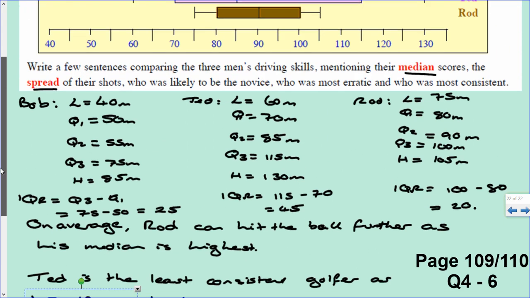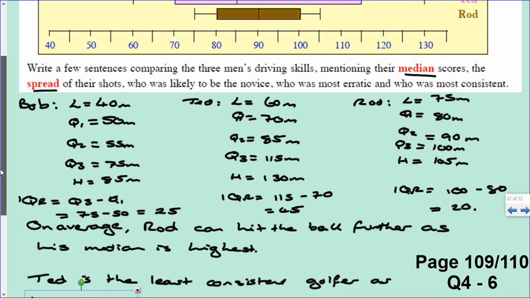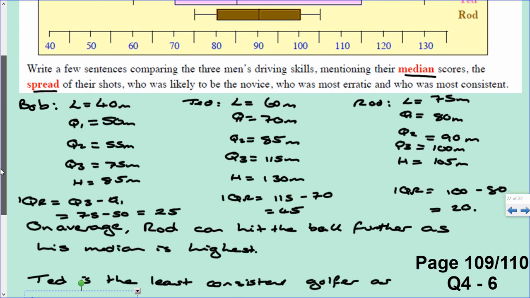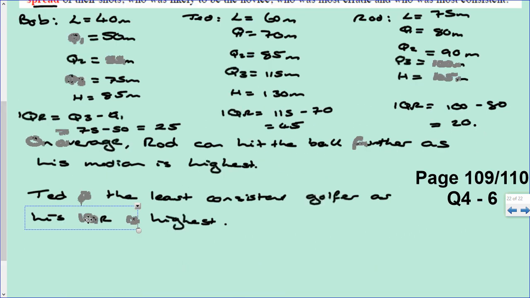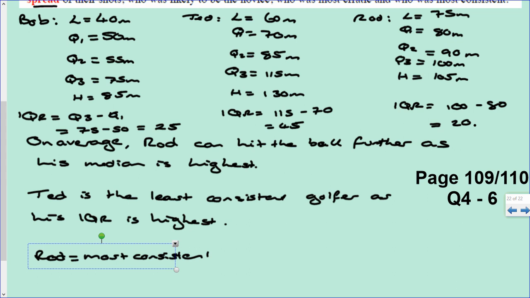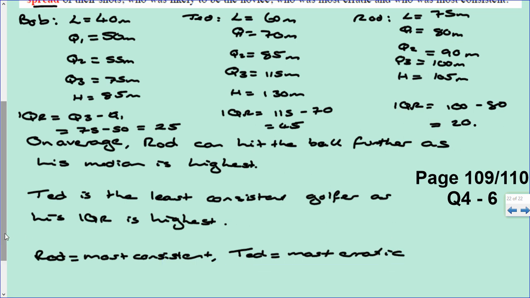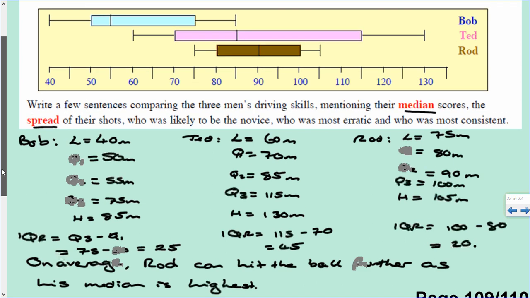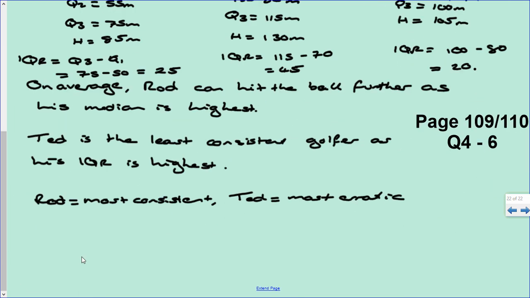And then the question asks us to determine who do we think was a novice, who do you think was the most erratic, and who do we think was the most consistent. Now, for most consistent, we can have a look at our interquartile ranges, the lowest number there. So Rod, most consistent. Then most erratic was our highest interquartile range, so Ted is the most erratic. And then if we have a look back at our box plots, Bob seems to be the novice. He can't hit it as far as the others. He's only just starting off. So novice equals Bob.